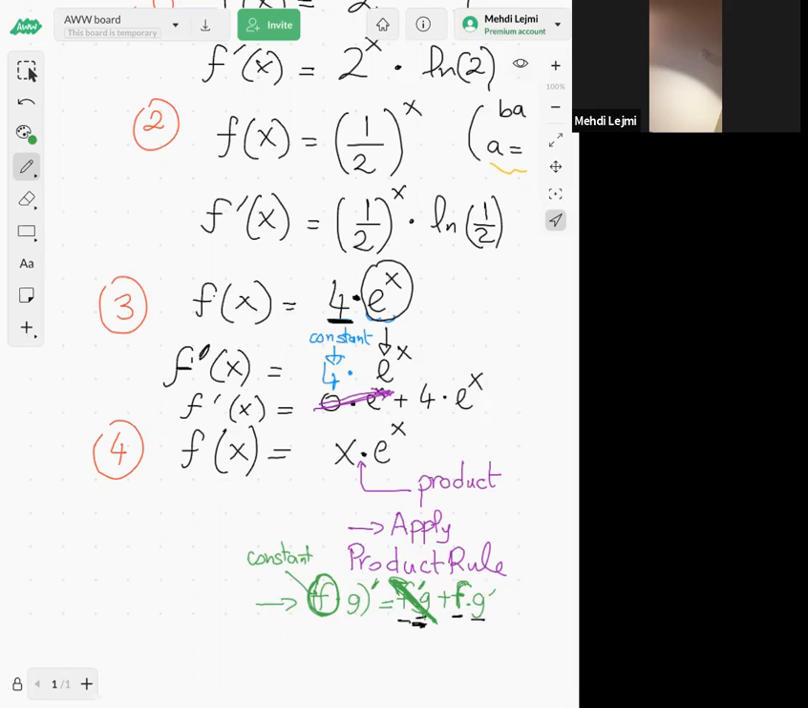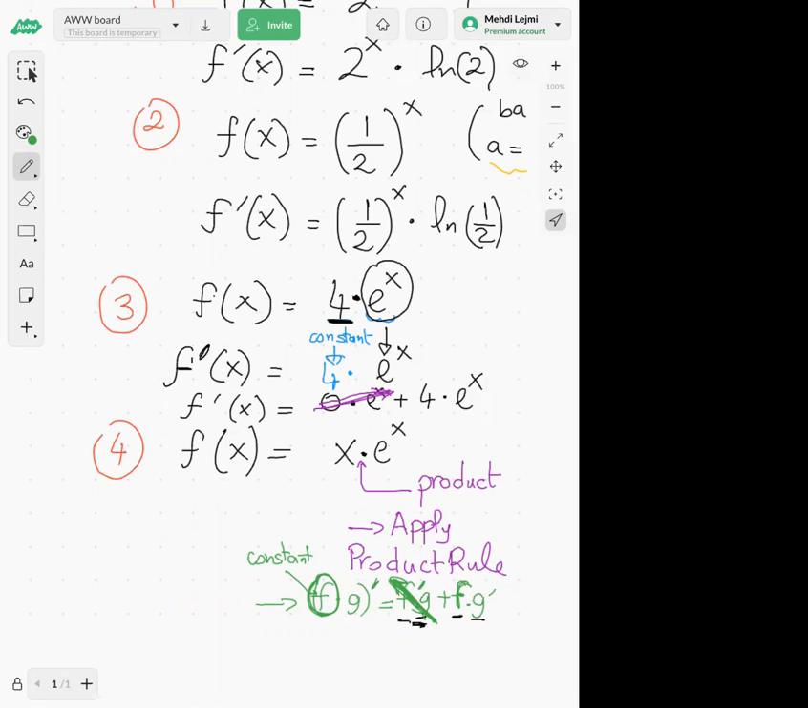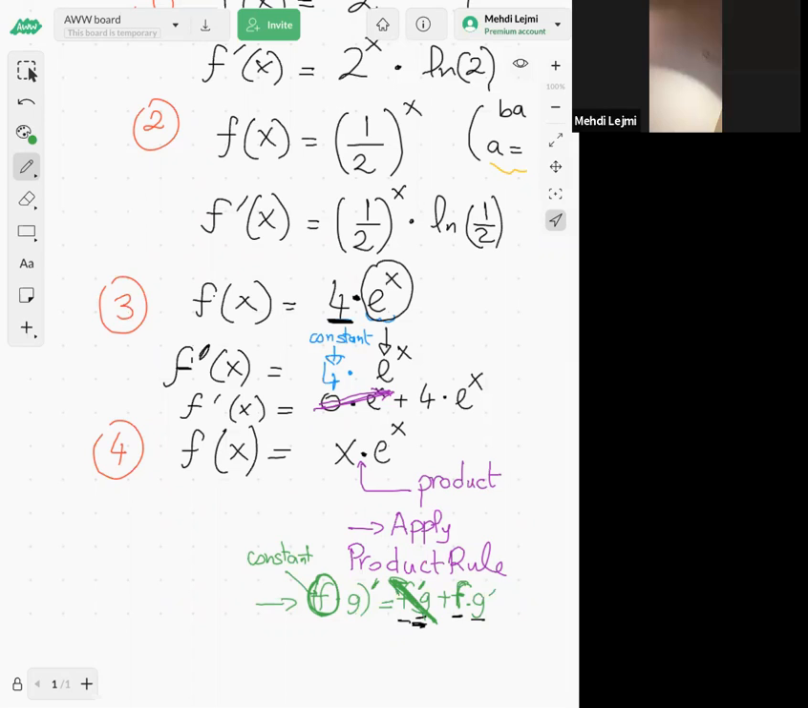Does it make sense to you, Mamadou? Yes, perfect, thank you. So it's a shortcut. When you have a constant times a function, it's just a shortcut when you keep the constant.